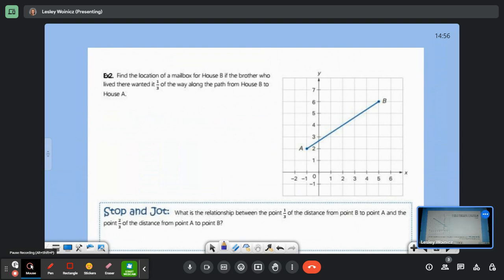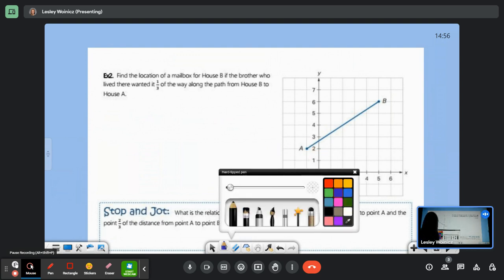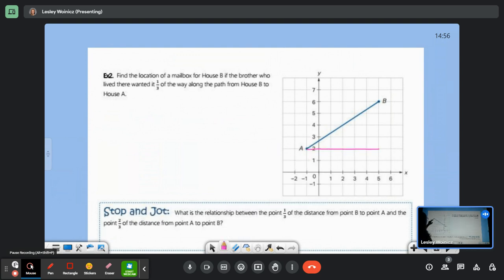Okay, this is where reading is very important. For example 2, we have to find the location of a mailbox for house B. If the brother who lived there wants it 1/3 of the way along the path from house B to house A. So brother A wanted it here, right? And brother B wants it somewhere along there. You guys see that we're talking about 2 different points? Okay. So let's use our triangle again.